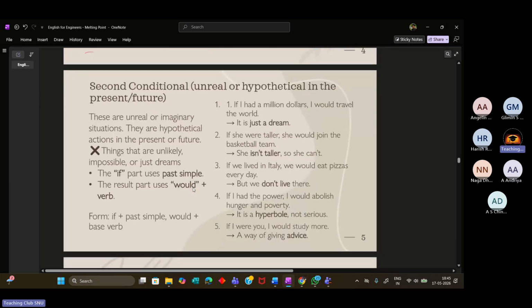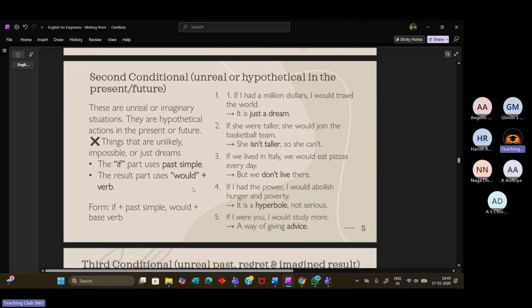And then the second conditional. It's the case where it's very unreal to happen, very unlikely to happen. So what do we do? The if, the conditional part, uses simple past. How to put it in a way which is understandable: the condition would be something which should have already happened for the result part to happen. Okay, I'll make sense. I'll take this first example.